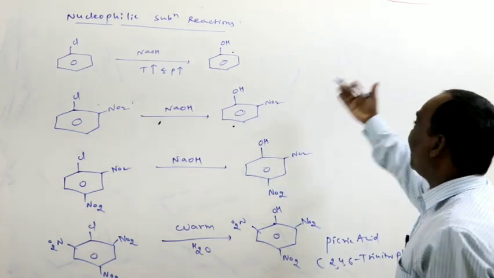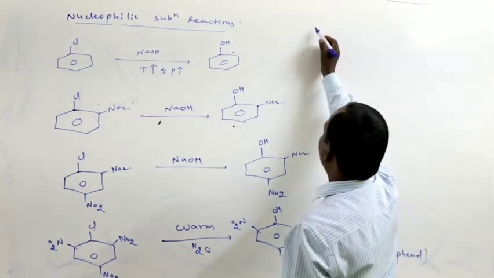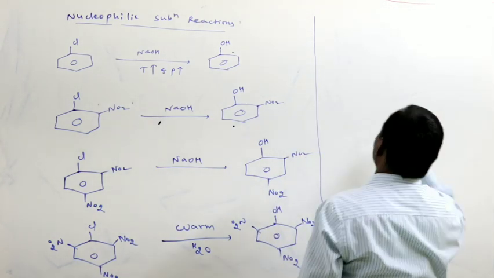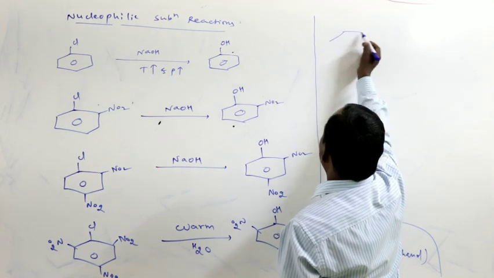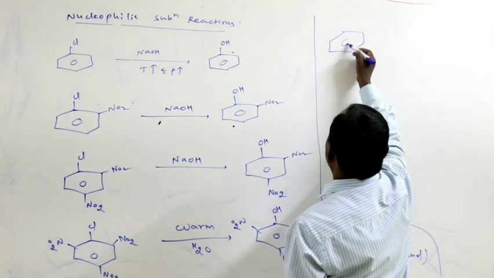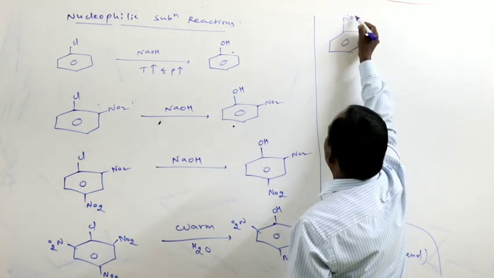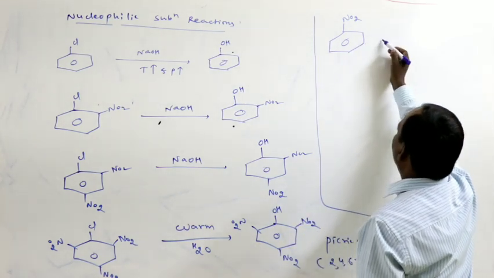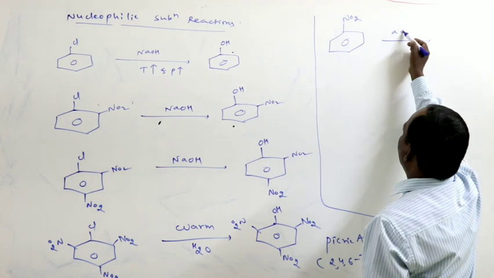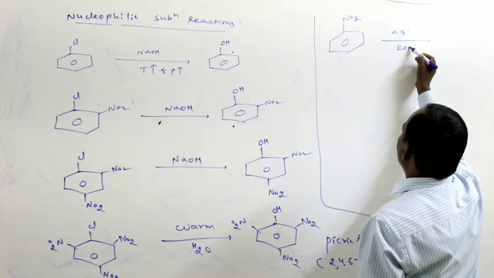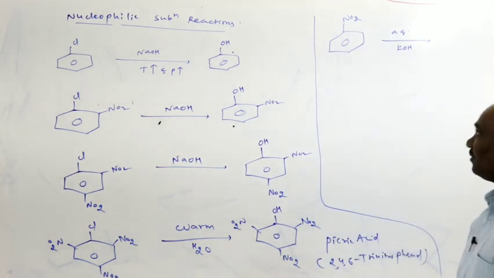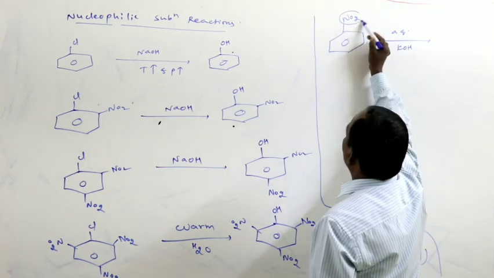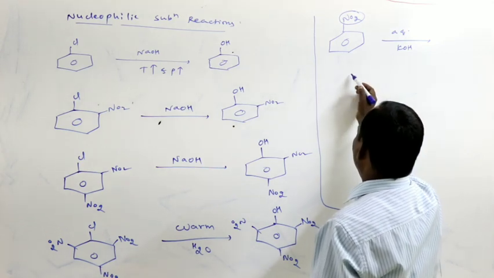But in the case of nitrobenzene, nucleophilic substitution. Yes, nitrobenzene, C6H5NO2, is treated with aqueous KOH. Okay, aqueous KOH, where the NO2 group is the electron withdrawing group.